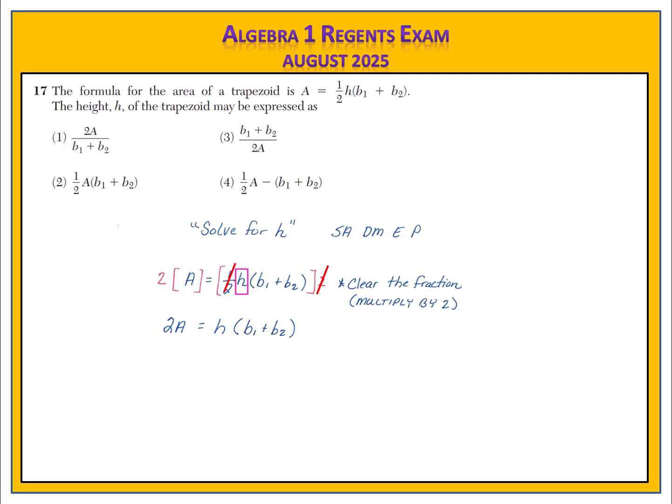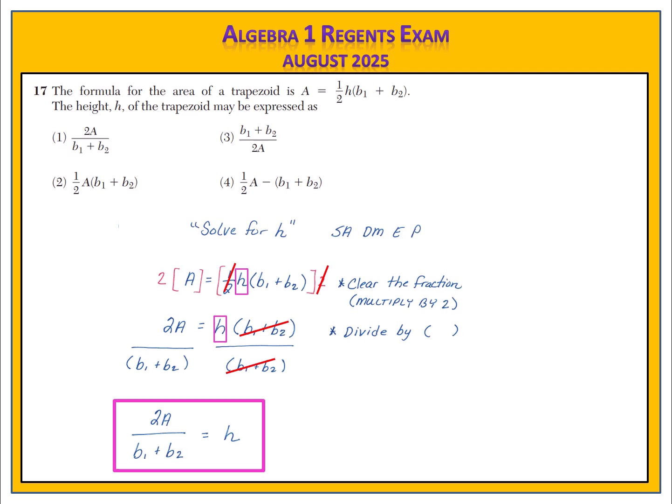Once again, I'm trying to solve for h, so I put a box around the h. There is a parenthesis on the right-hand side with the h. That parenthesis is being multiplied by the h, and so I will divide both sides by the parenthesis in order to get h alone. I divide by b1 plus b2, so the parenthesis cancels out on the right-hand side, leaving me with 2a over (b1 plus b2) on the left and h on the right. My final answer matches choice number 1.